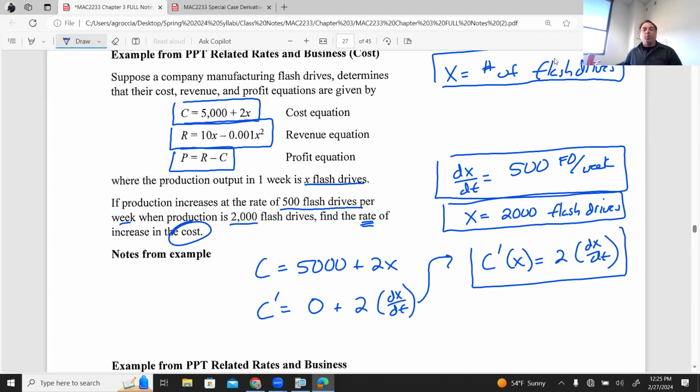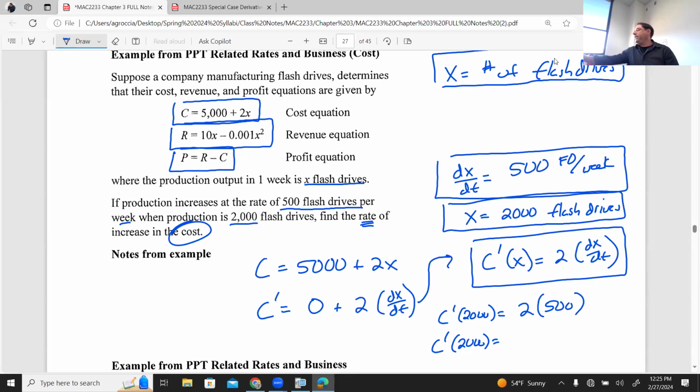Once I get that equation, now you can plug in. So what's the rate of change at 2,000 flash drives? You take 2 times dx over dt. What's dx over dt? 500. So what is the rate of change of those 2,000 flash drives? 2 times 500, that would be $1,000 per week. This is 1,000. That's a cost per week.